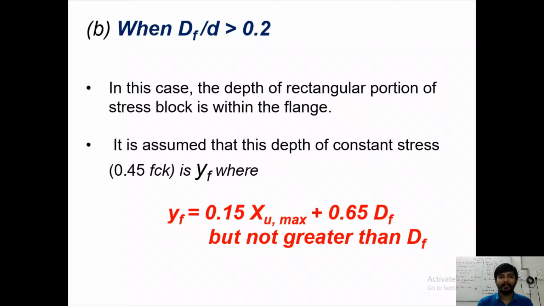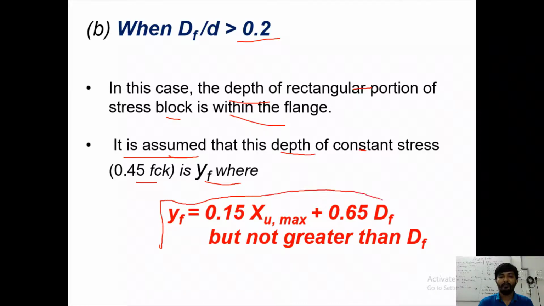Second case is when DF by D is greater than 0.2. So what happens in this? The depth of rectangular portion of stress block is within the flange. It is assumed that this depth of constant stress 0.45 FCK is YF, where YF is equal to 0.15 into XU max plus 0.65 into DF, but not greater than DF.